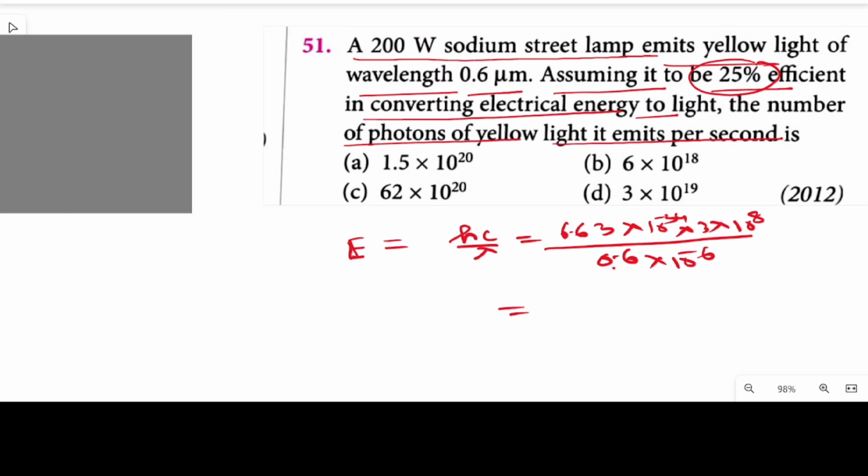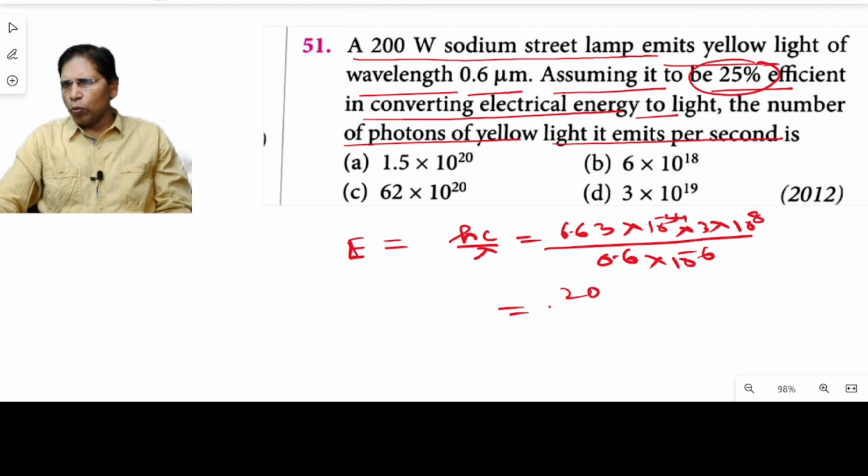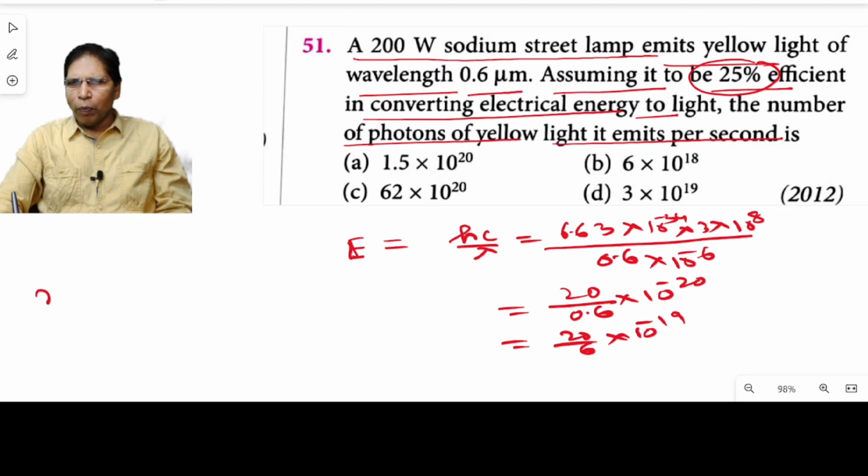So 6.63 into 3 is almost 20, so 20 by 0.6 into 10 to the power minus 20. Now 20 by 6 into 10 to the power minus 19. Okay, no problem. Now the number of photons emitted per second is given by the effective power.